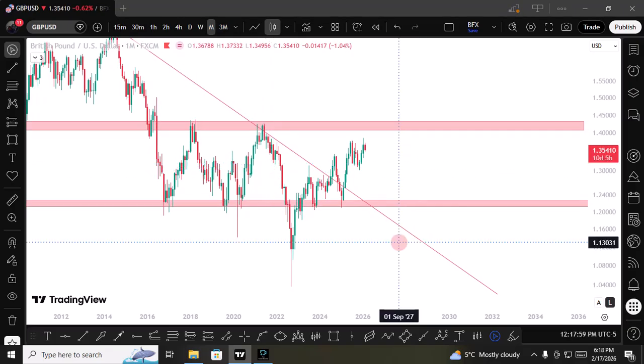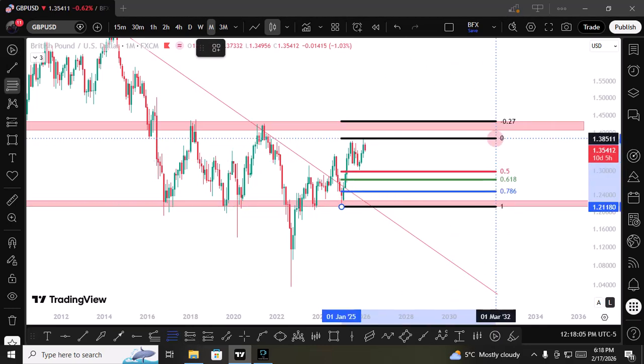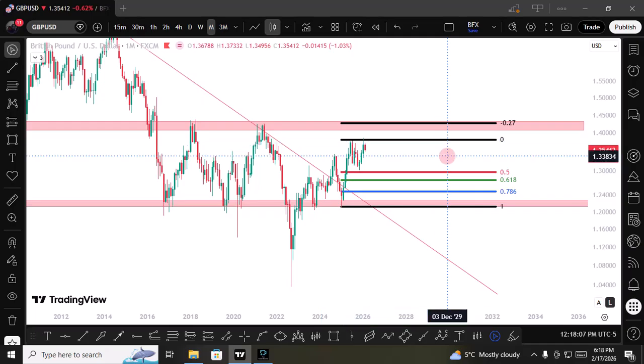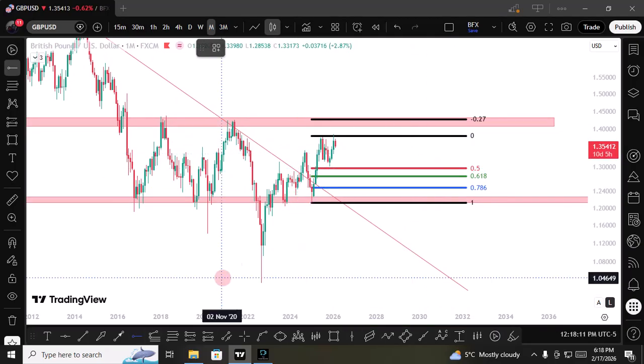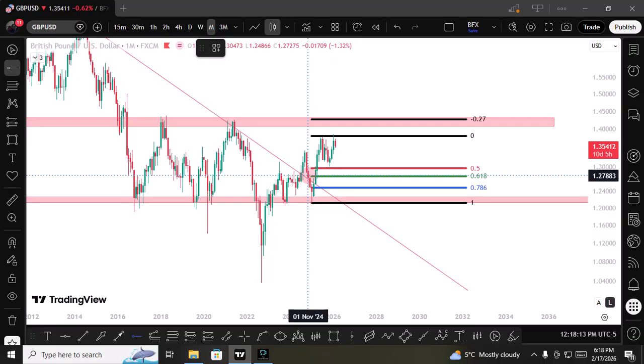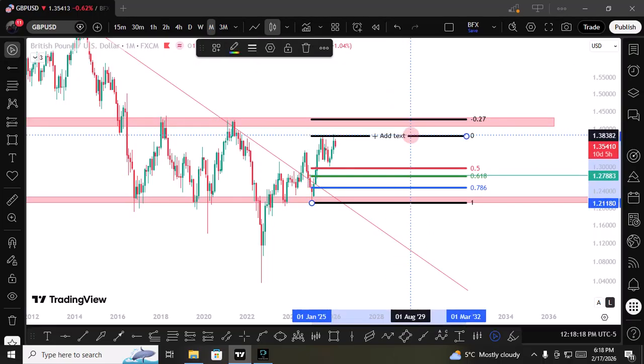Then if you use your fib, you can use fib here. See how I'm gathering everything on monthly time frame. You can use fib here. You can see 61.8 around here. I just mark 61.8.